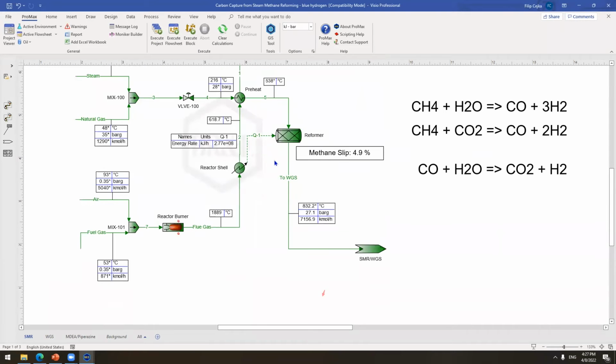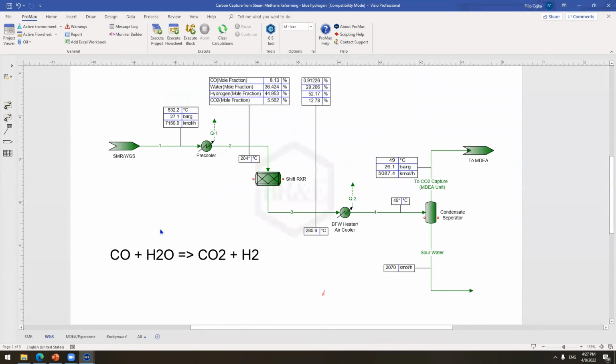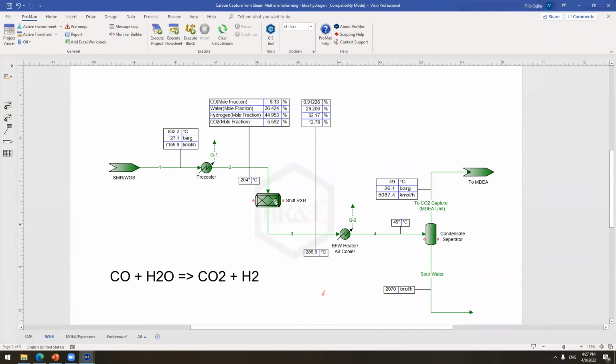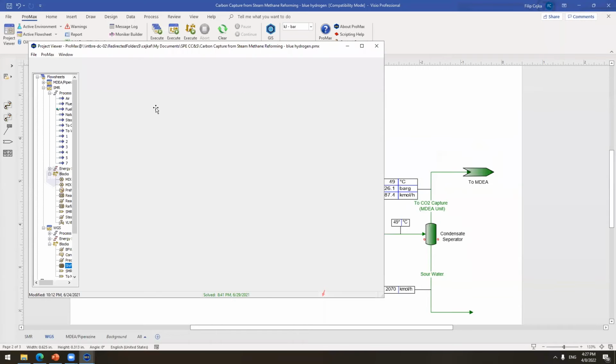When we react in the first reactor, the stream will contain about 40% hydrogen. Then we go to a second reactor, where we're going to have mainly the water gas shift reaction. Once again, we have some pre-cooler, so we're going to create some steam in here, and then we will have the water shift reactor.